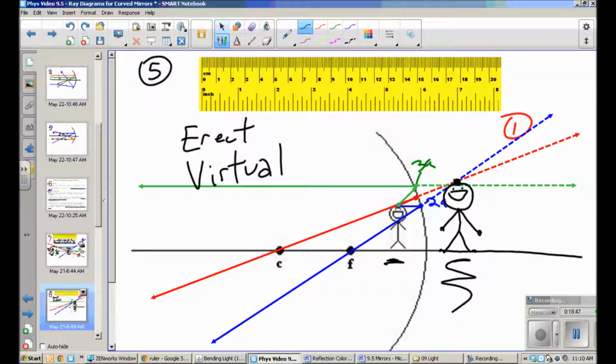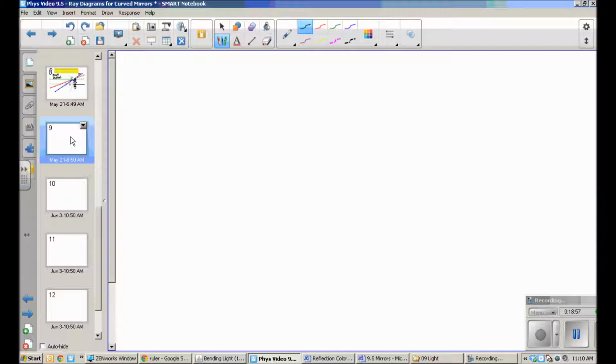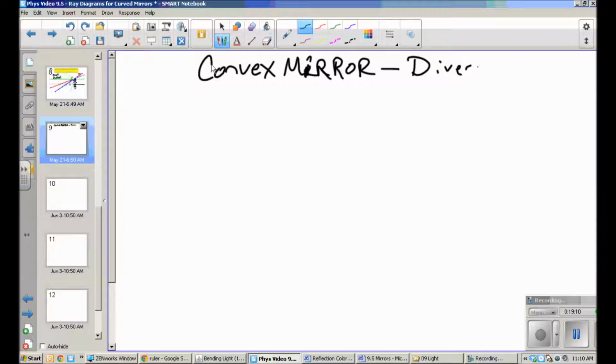Okay. The last one I want to do is number 7. Number 7 is different from the ones that we've done because now our mirror is, instead of being concave, it is now convex. A convex mirror is often called, instead of converging, it's called diverging. And the reason for that is your mirror is shaped like this. You've got a primary axis.